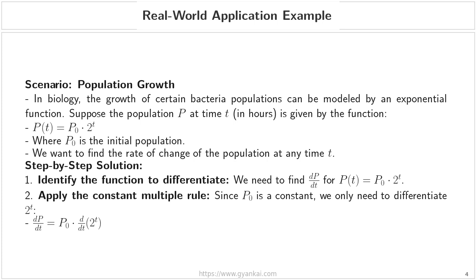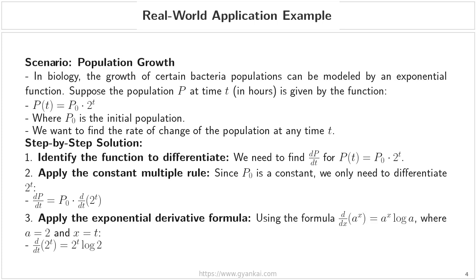This gives us the derivative of P with respect to t equals P0 times the derivative of 2 to the power of t with respect to t. Third, we apply the exponential derivative formula that we established in the previous slides. Recall that the derivative of a to the power of x is a to the power of x times the natural log of a. In this specific problem, our base is 2, and our variable x is t. Thus, the derivative of 2 to the power of t is 2 to the power of t times the natural log of 2.